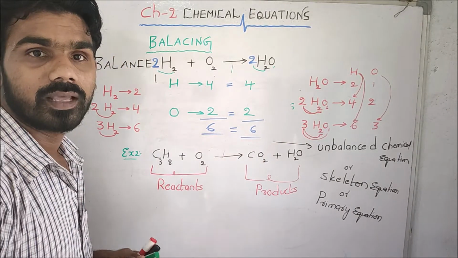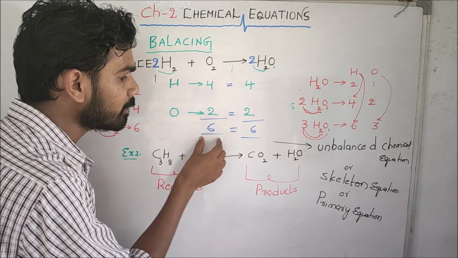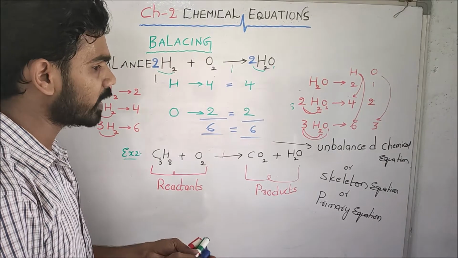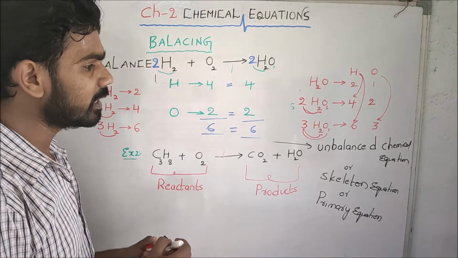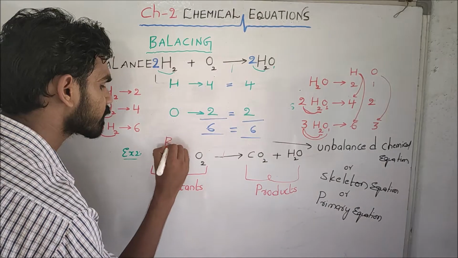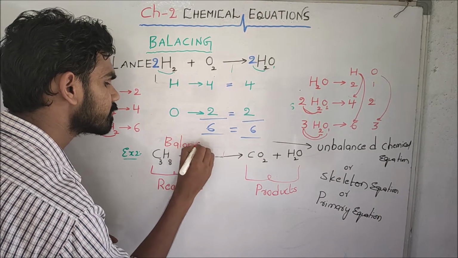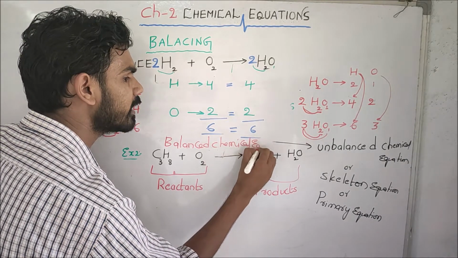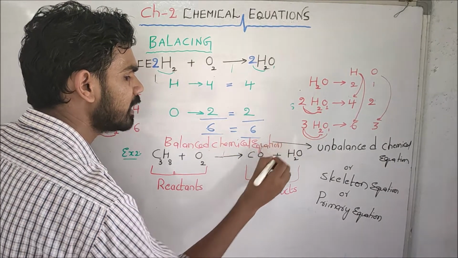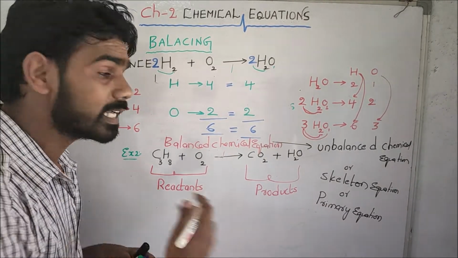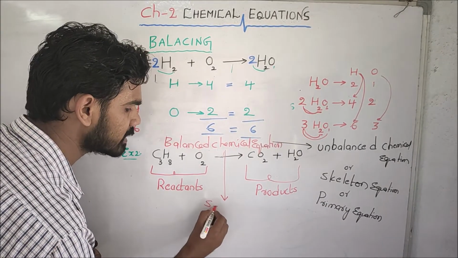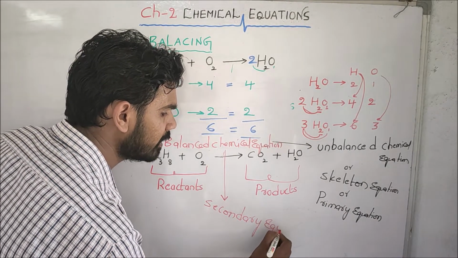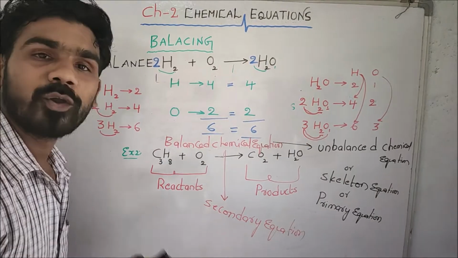Equal. Suppose the total number of atoms on the reactant side is equal to the total number of atoms on the product side, this type of chemical reaction is called a balanced chemical equation. Balanced chemical equations are also called secondary equations. Now you have got clarity.